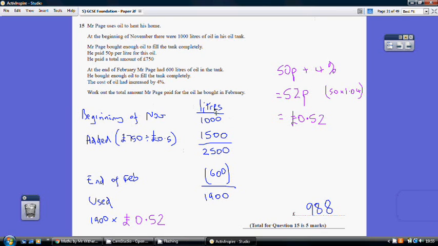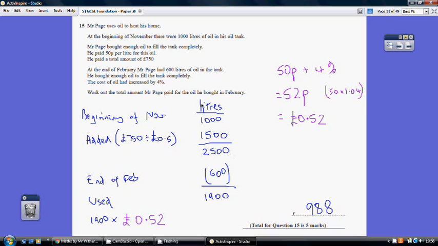So in terms of litres of oil, at the beginning of November there are 1,000 in the tank. Now we're told that he bought enough oil to fill the tank completely. He paid £750 to do this, and it was 50p per litre. So a pound is going to buy 2 litres, so £750 is going to buy 1,500 litres. In other words, we've done 750 divided by 0.5 pounds. So once he bought that extra oil, that filled the tank up to 2,500 litres. So the full tank is 2,500 litres.